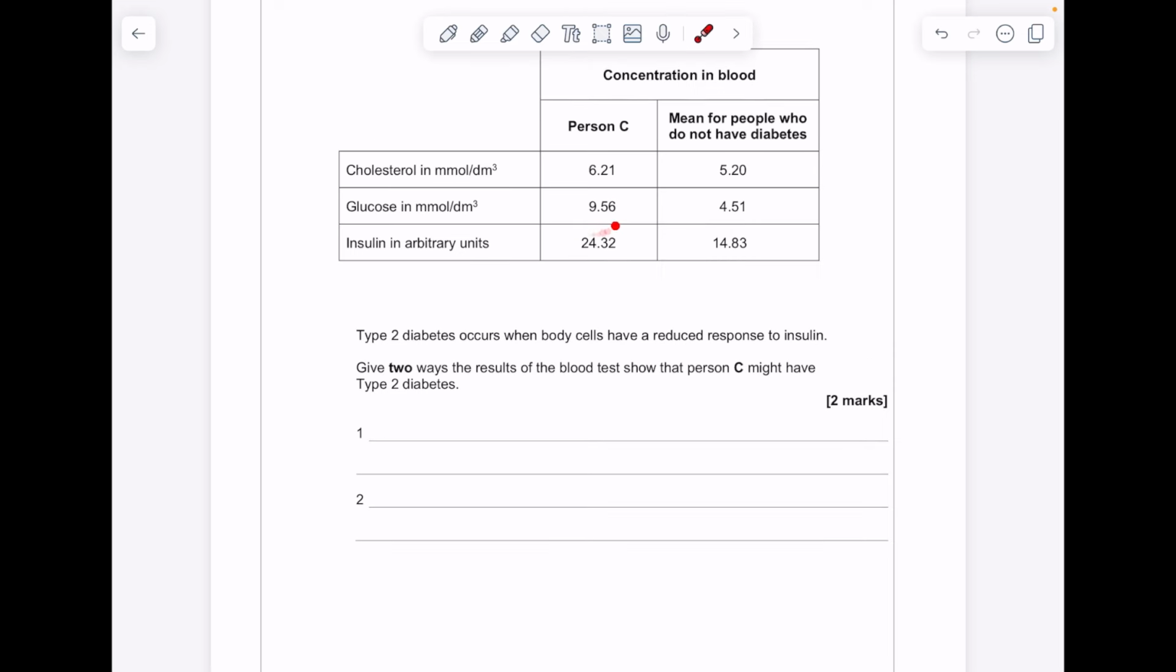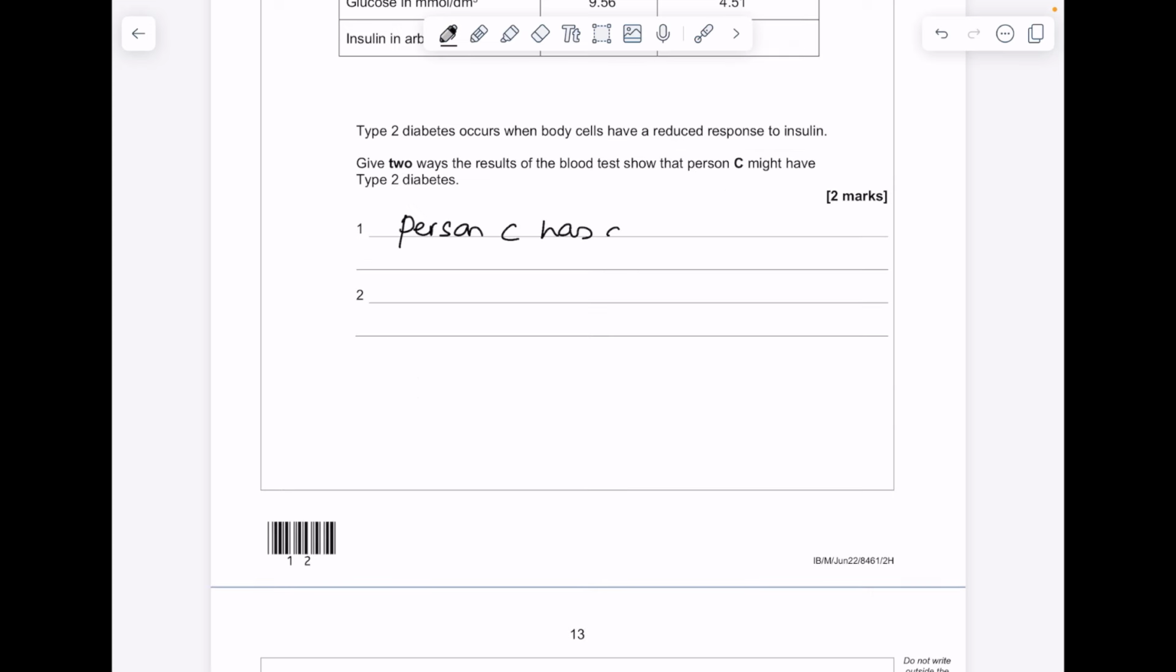You can see here that person C has a higher glucose concentration compared with the mean, and that they also have a higher insulin level compared with the mean.